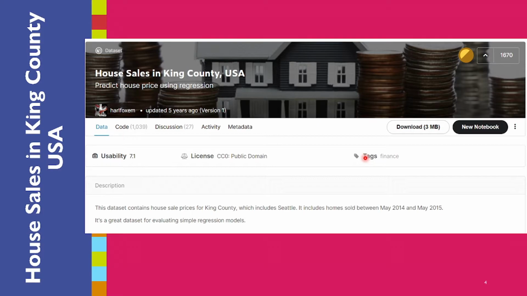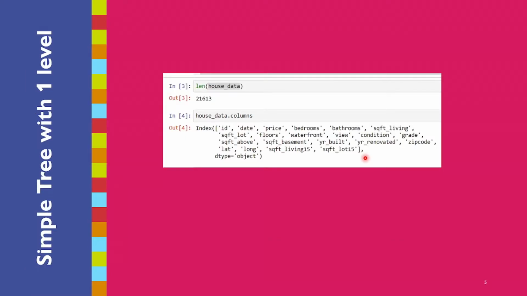What we will do is consider this lecture with the use of an example of the house sales in King County, which you can find in Kaggle. This contains the house sale prices for King County for homes sold between May 2014 and May 2015. So the house data has 21,613 rows, and you can see the columns which are there.